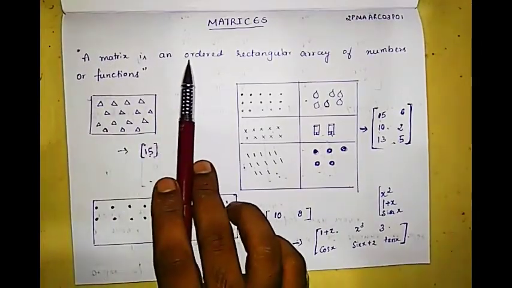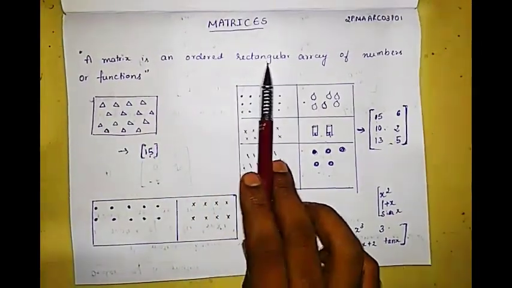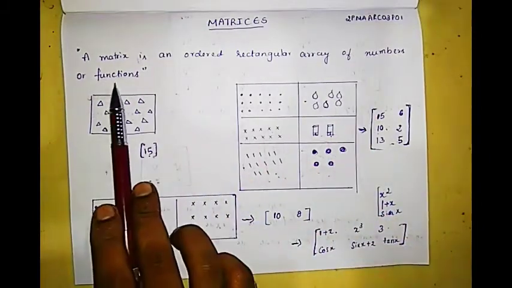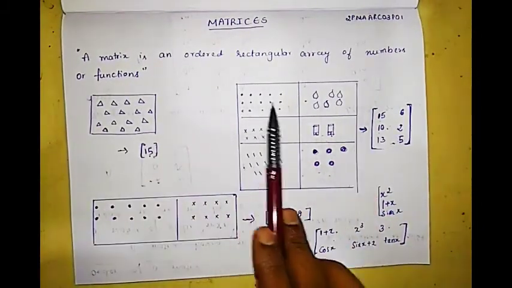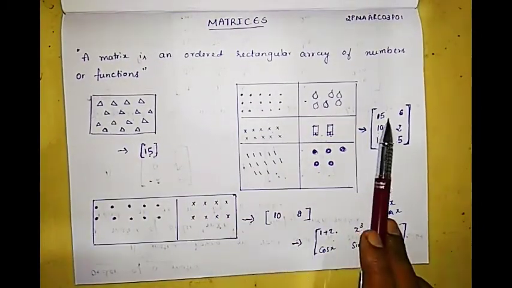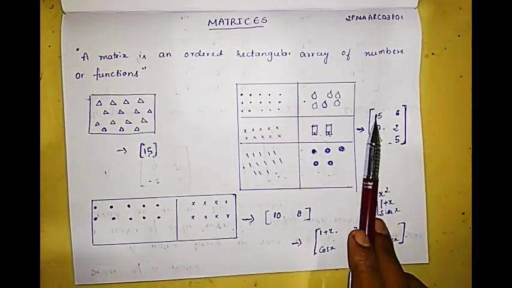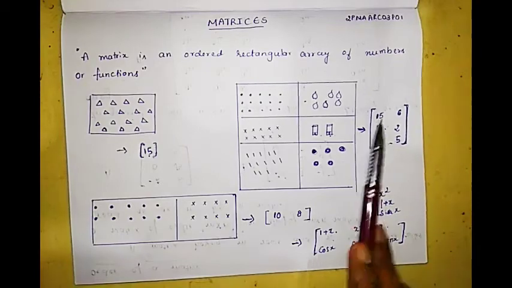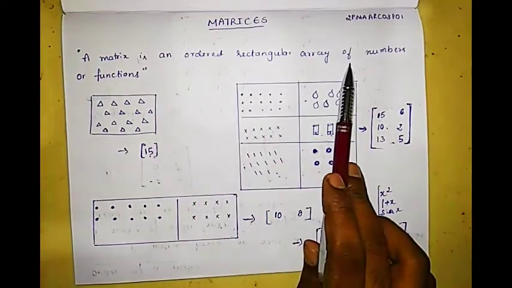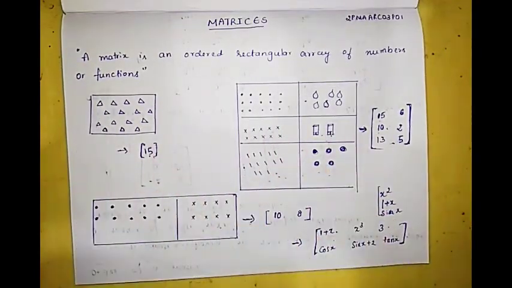So the matrix is an ordered rectangular array of numbers or functions. The order should be the same. Here the first element contains 15 numbers, so inside the matrix also the first number should be 15. Ordered rectangular array of numbers or functions.